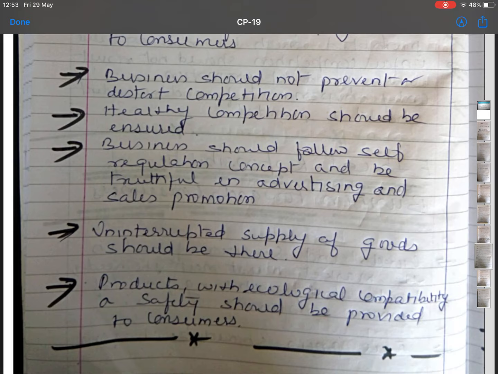Then uninterrupted supply of goods should be there. The last one is that products with ecological compatibility and safety should be provided to consumers. So these are the ethical responsibilities of business towards consumers.